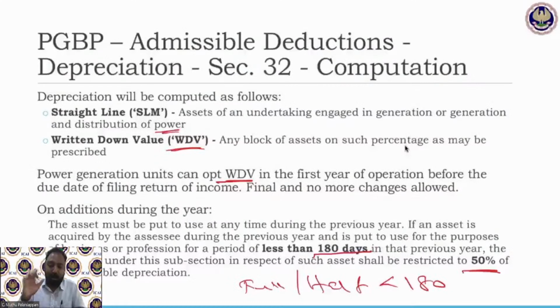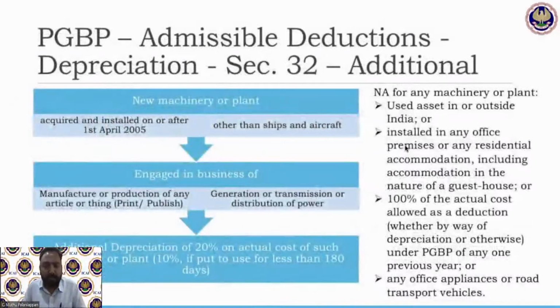So that is about additions during the year. So we said it will be restricted to 50% of depreciation. Now we need to understand the other concepts of depreciation. When we said depreciation, there are some usual rates, whatever is allowed for depreciation.